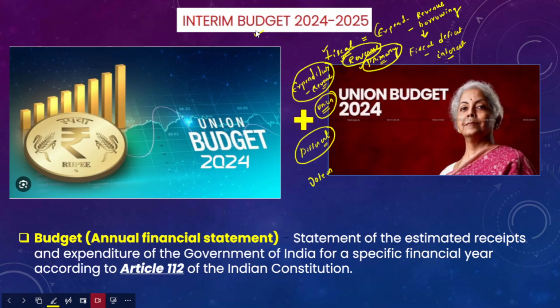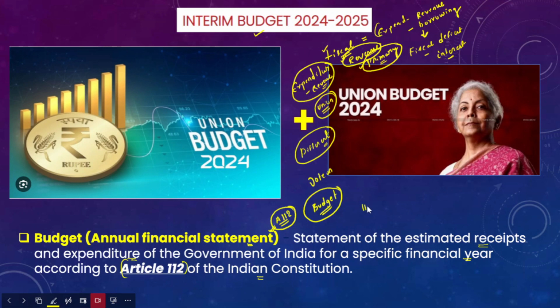We have also clearly understood the basic characteristics and differences between the interim budget as well as the full budget. Now if we revise again, the annual financial statement is mentioned in Article 112 of the Indian Constitution. The term budget is nowhere mentioned in the Indian Constitution. Rather, Article 112 talks about the annual financial statement. This annual financial statement usually contains the receipts and expenditure of the Government of India for a specific financial year.